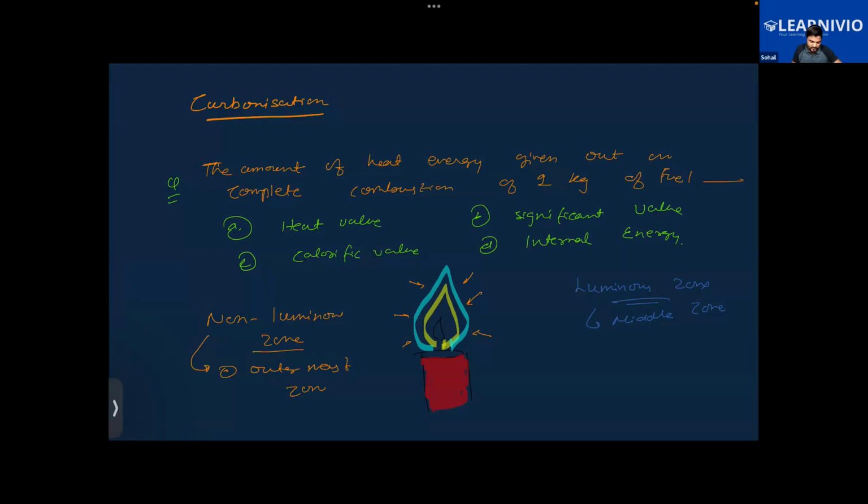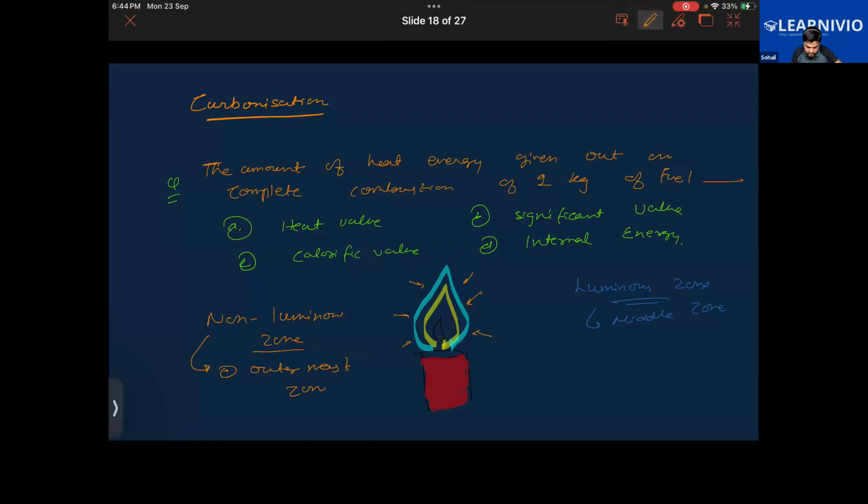Also, as we move from the inner towards the outer zone, will the temperature be decreasing or increasing? This is the inner zone, which we know is the coldest zone of the candle flame, the innermost zone. So as we move from the innermost zone towards the outermost zone, the temperature will be increasing. Very good.